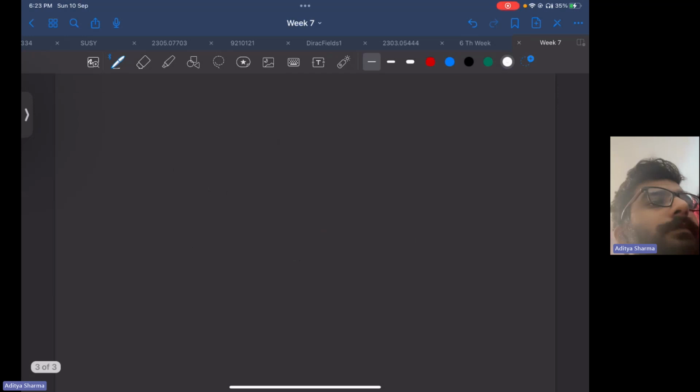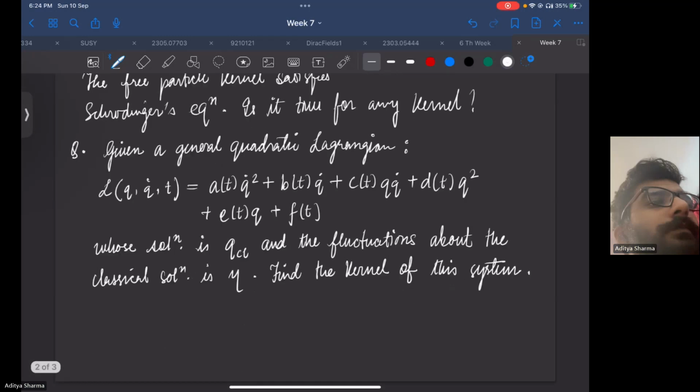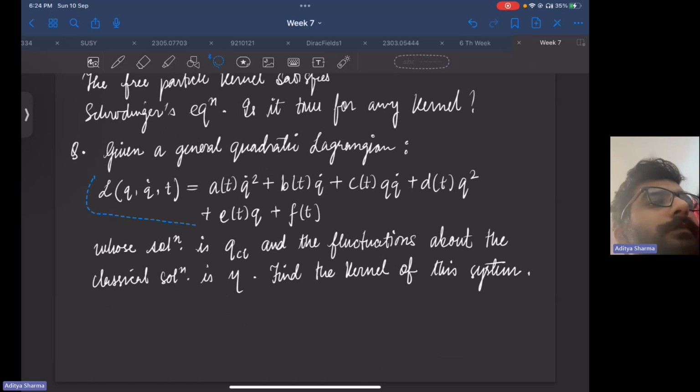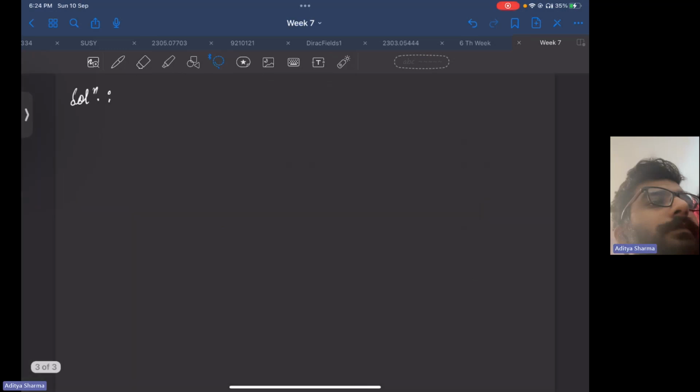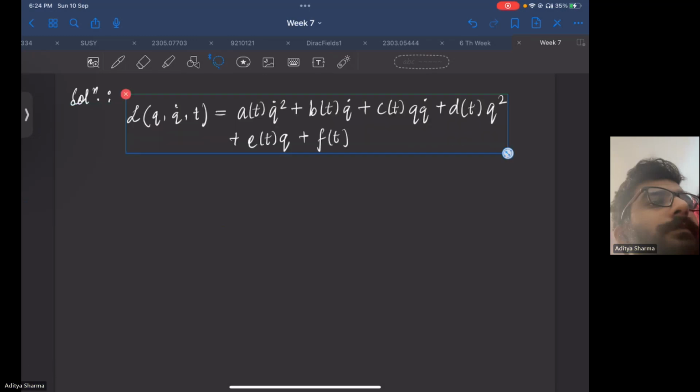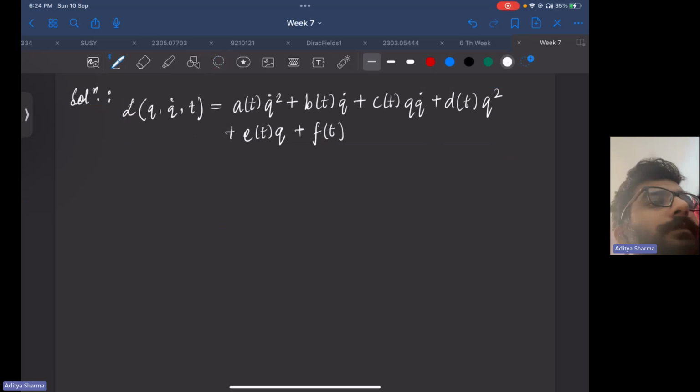So let us go to the solution. Our Lagrangian is as given. I'll just copy this. The first thing to find is q classical. The first thing to see is what is the Euler-Lagrange equation. That is q classical. So just an aside.